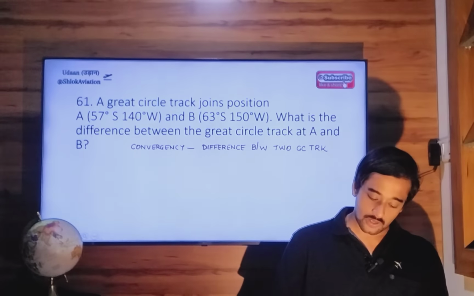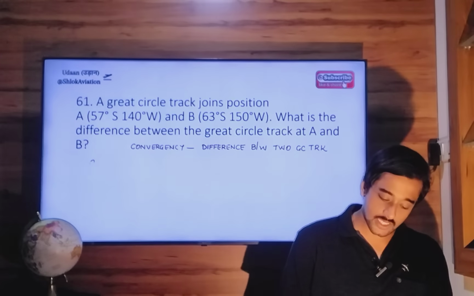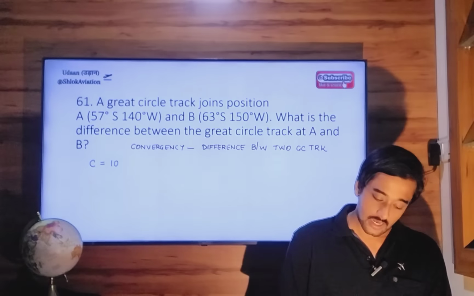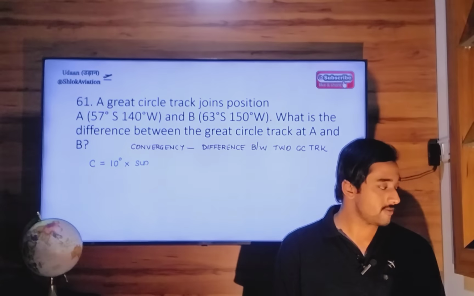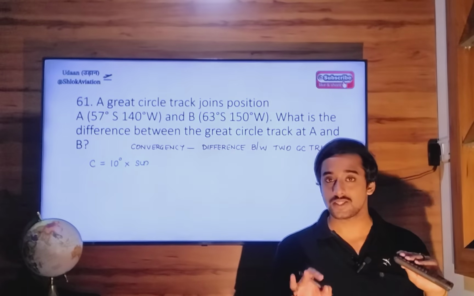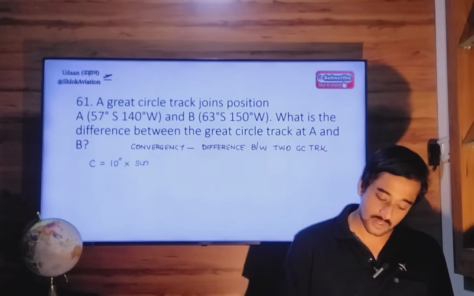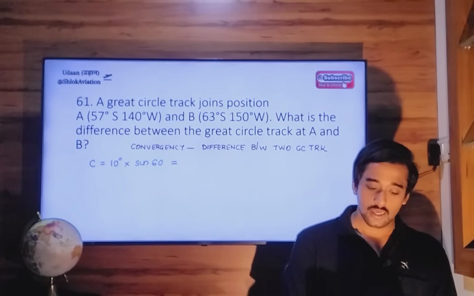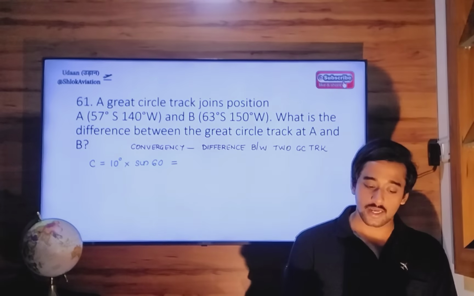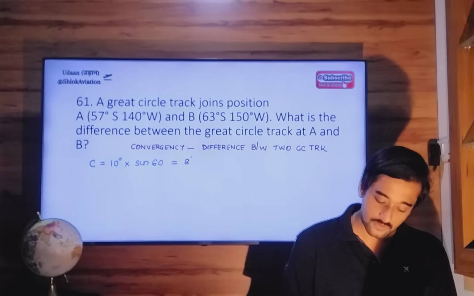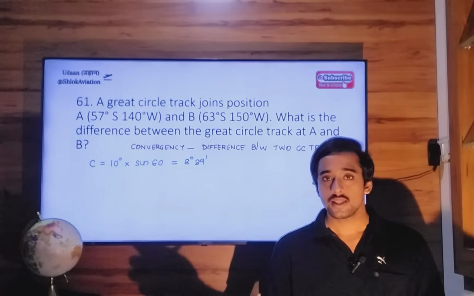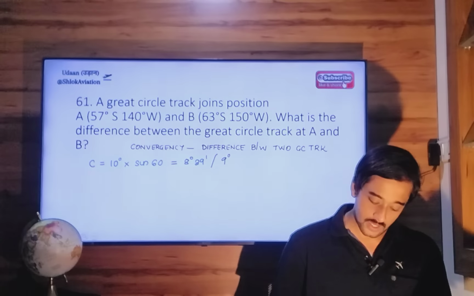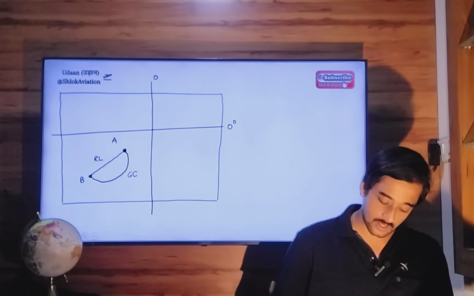So let's find out convergency value. Convergency here is D long, so 140 west, 150 west, 10 degree into sine of latitude. So we have two different latitudes here, 57 and 63. The average of that will be sine 60. So 10 sine 60 into 10 will be 8 degree 39 minutes, or approximately 9 degrees. Right? Now remember the DIID table.